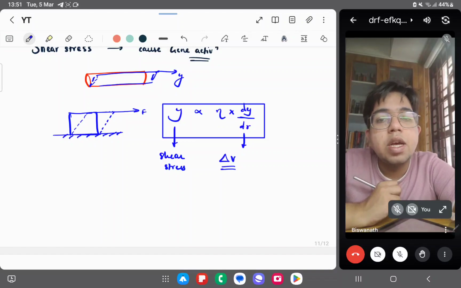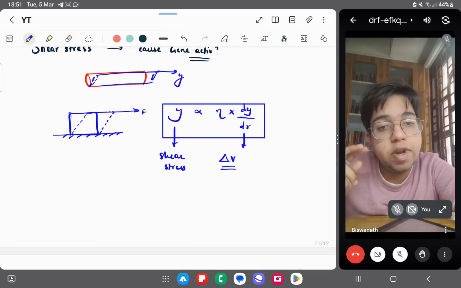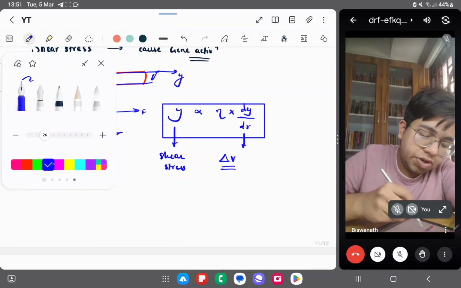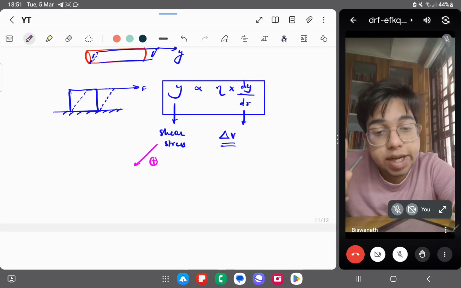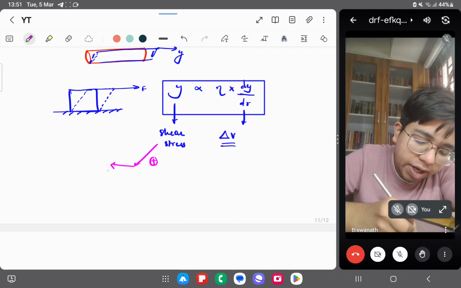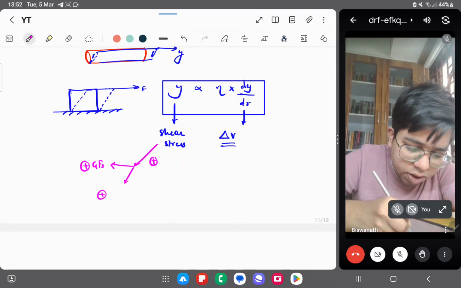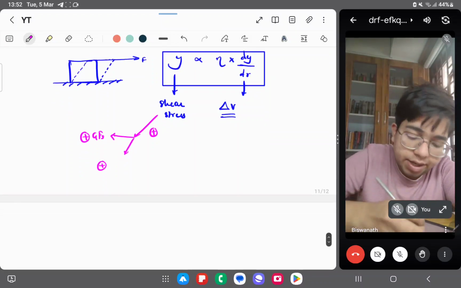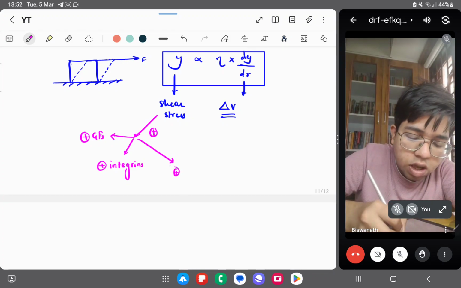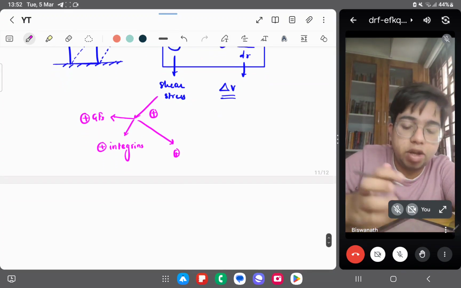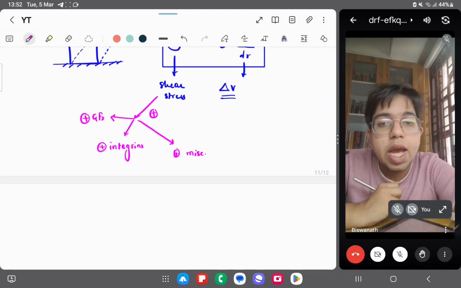Okay, so this shear stress will change the expression of genes. What will this shear stress do? It will do three things. It will stimulate the growth factors, not girlfriends, growth factors. Okay, it will stimulate the integrins, and it will stimulate some related molecules, miscellaneous, I can write.